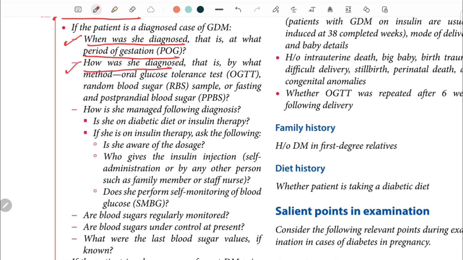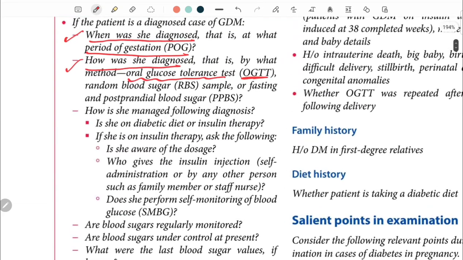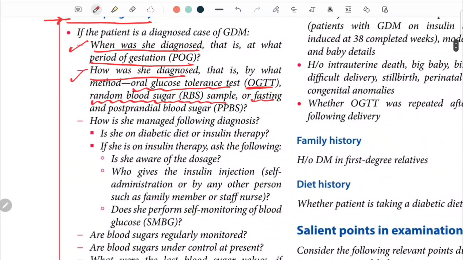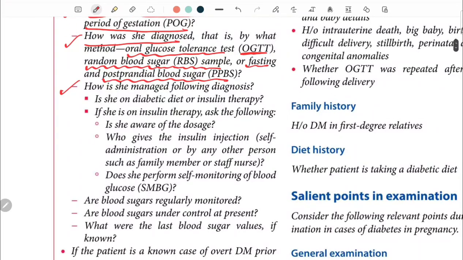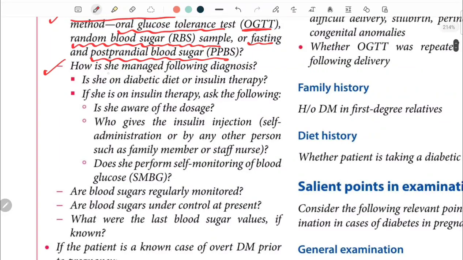That is, by what method of diagnosis, whether OGTT, that is oral glucose tolerance test, or by doing a random blood sugar RBS sample, or fasting and postprandial blood sugar. So by which method was she diagnosed? Then how is she managed following diagnosis? Is she on diabetic diet or insulin therapy?